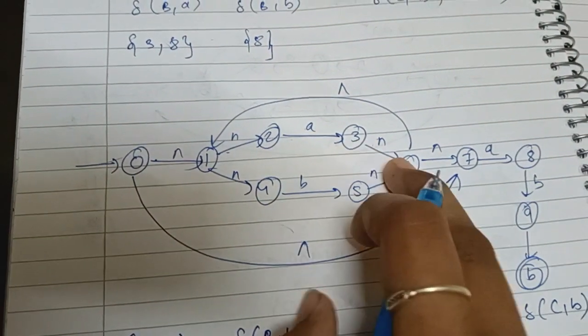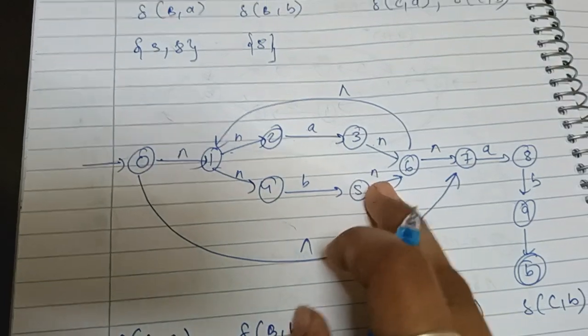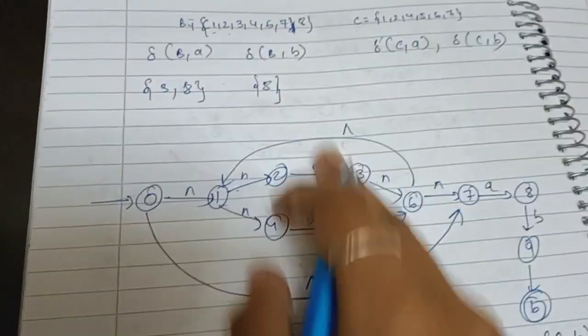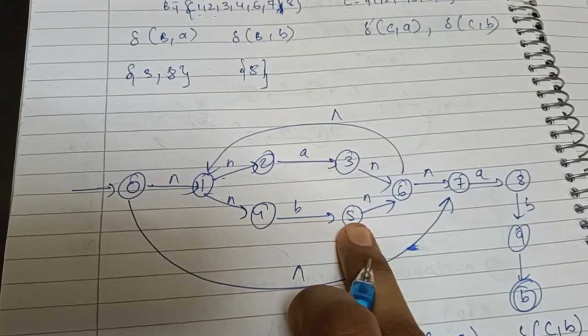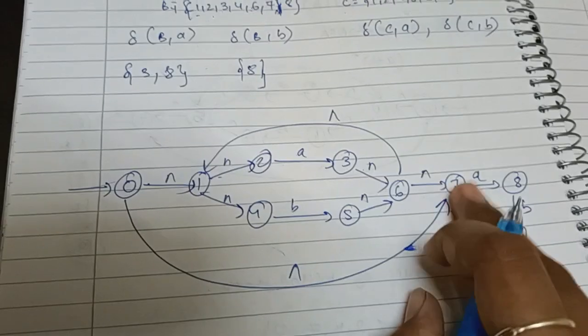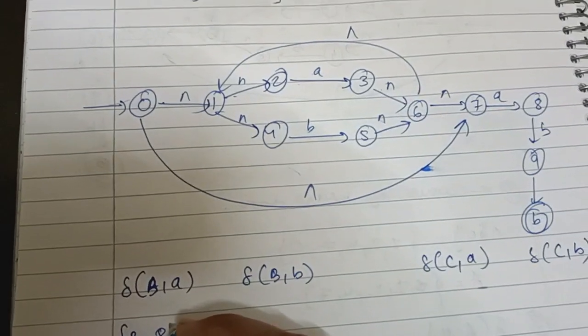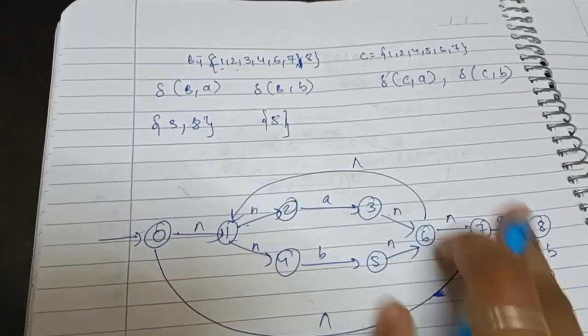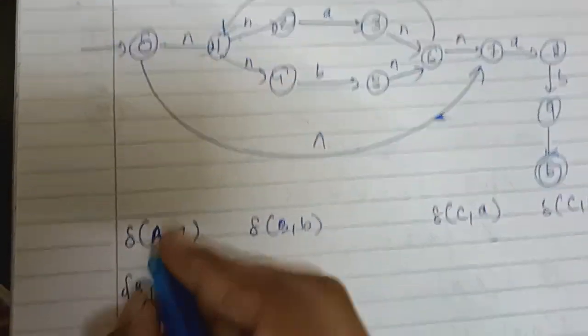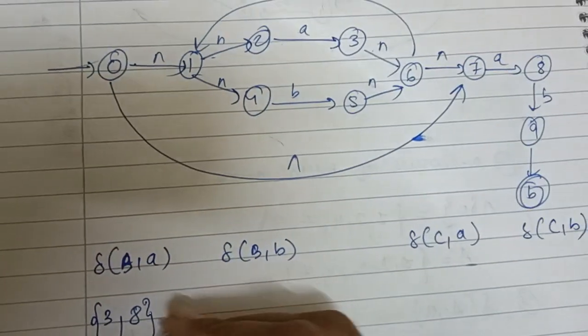Okay, 1 we have already seen for 1, we have already seen for 2. Now let's see for 3. Is there any transition by A? No. Then what we have 4, 6, 7. From 4 is there any transition with A? No. From 6, no. From 7, yes, we have it as 8. So 3 comma 8. Then from 8 we have any transition? No. So 3 comma 8.